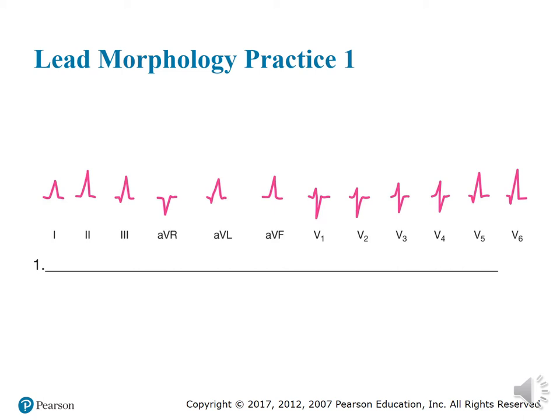See leads 1, 2, and 3. I think they're positive, so they look good. Leads AVR, AVL, and AVF. The AVR current should be going down. The AVL should be going up. We see that. AVF should also be going up. And V1, V2 should be going down. V3 could go either way. Same thing with V4. V5 and V6 should both be positive as well, and we see that here.